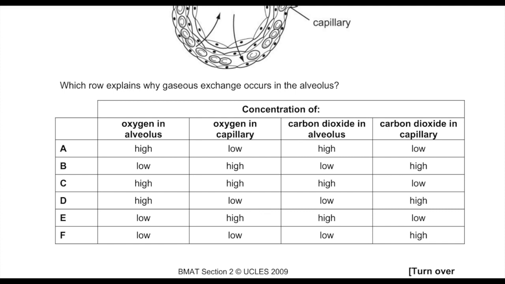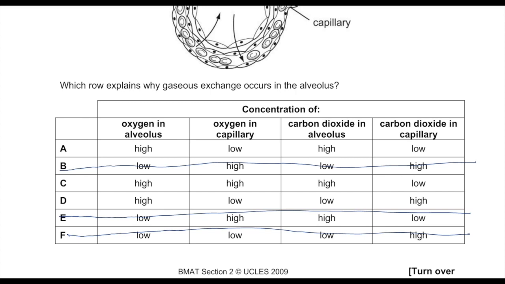So this is testing our knowledge of biology and gas exchange. So the concentration of oxygen in the alveolus is going to be high. The reason for this is because the oxygen needs to be in a high concentration so it can diffuse into the blood, because diffusion occurs from high concentration to low concentration. So we can eliminate all of the lows. So we can eliminate B, we can eliminate E, we can eliminate F.